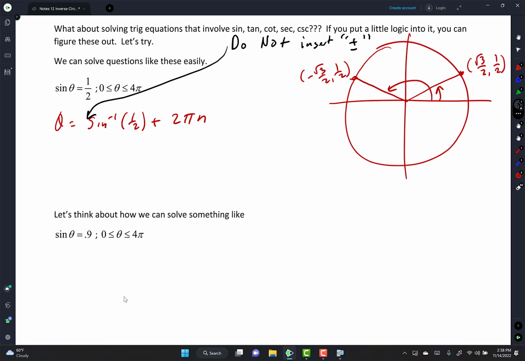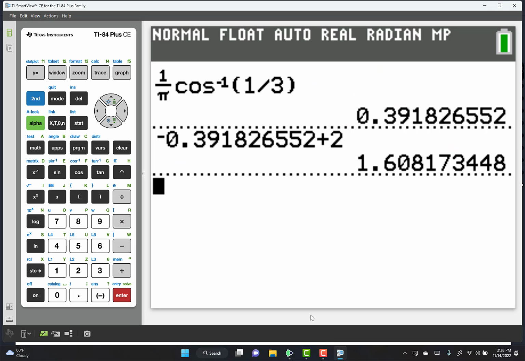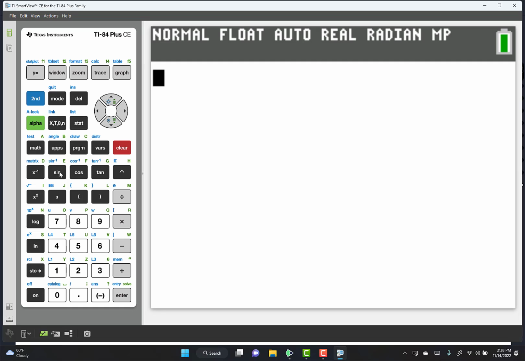So how do I find the answer then? Well, let's do this one first and see if we can come up with a formula. So theta 1, the first answer that you guys think of where sine is a half is pi over 6 plus 2 pi n. Theta 2, the second answer that you guys think of is 5 pi over 6 plus 2 pi n. Are we okay with that? We got that just from knowing the unit circle. Yeah or nay? Okay. No matter how many times, look, let's verify.